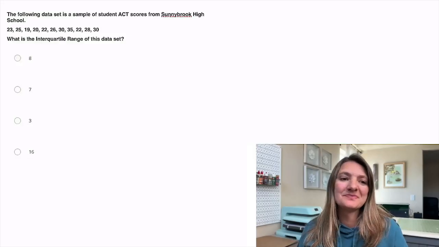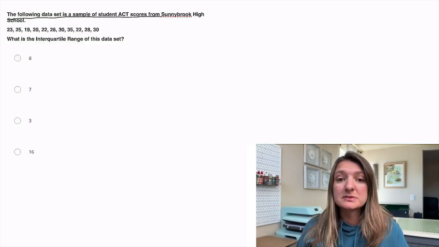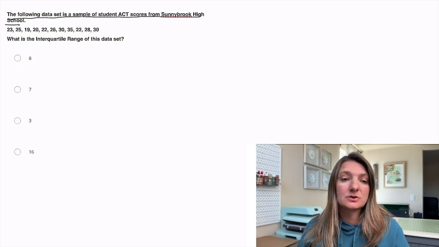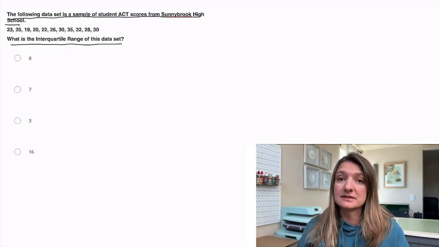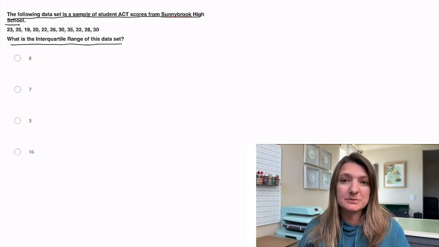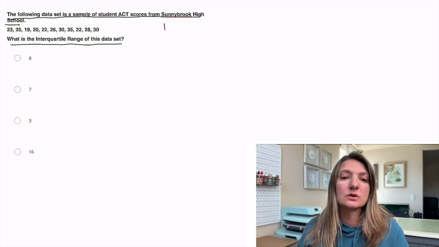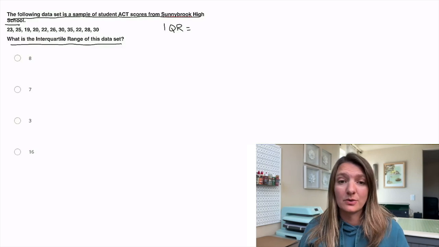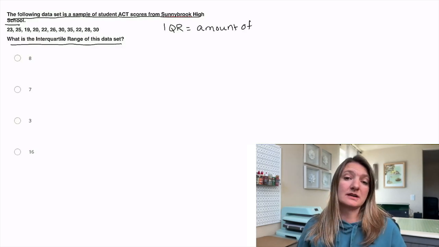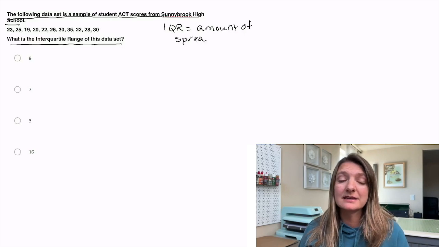Okay, question 1. The following dataset is a sample of student ACT scores from Sunnybrook High School. So you have this dataset here. What is the interquartile range of this dataset? So let's talk about the steps of how to get that interquartile range, or IQR. An IQR is the amount of spread in the middle 50% of the dataset. That can sound a little intimidating, but it's not that hard to calculate.